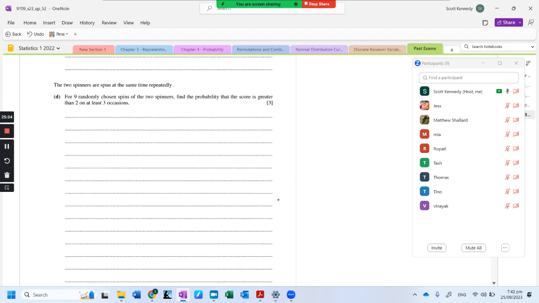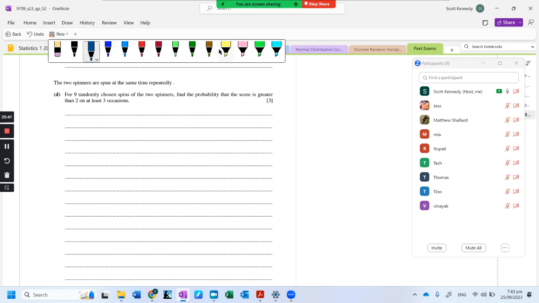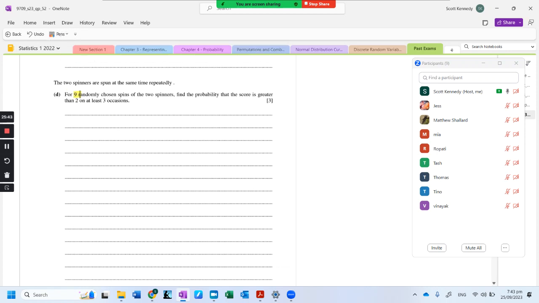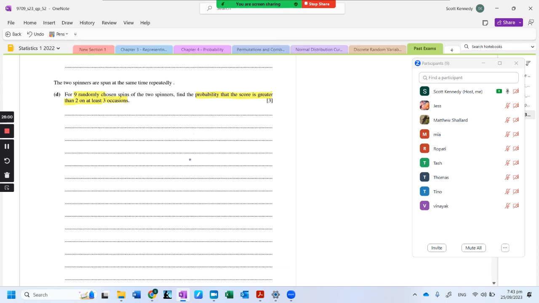The two spinners are spun at the same time repeatedly. Someone was bored. And for 9 randomly chosen spins of the two spinners, find the probability that the score is greater than 2 on at least 3 occasions. Okay. Tino, what are we using here? What does this seem like to you? Legend. Okay, yes, it's binomial.